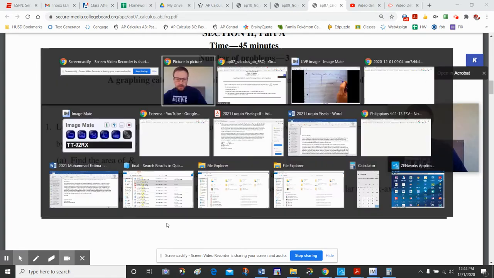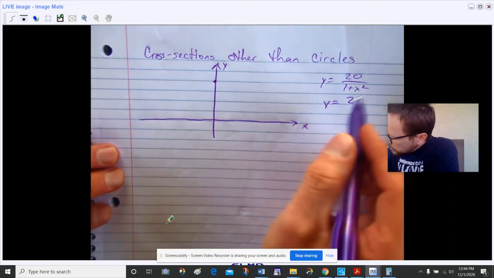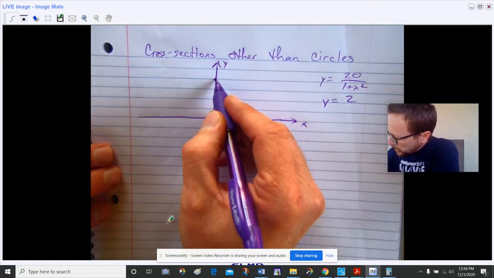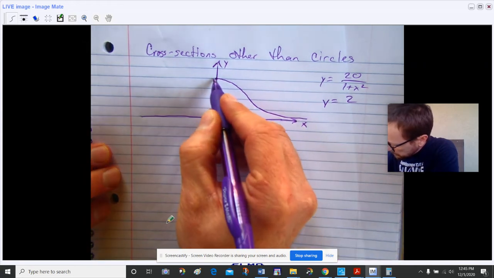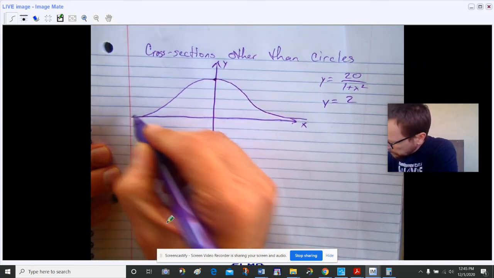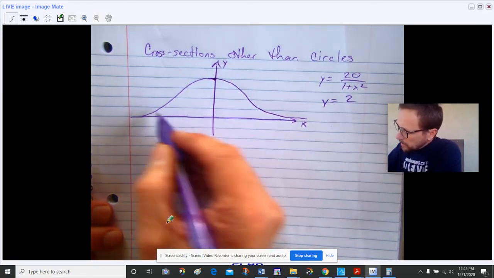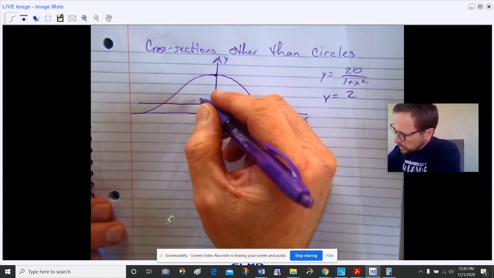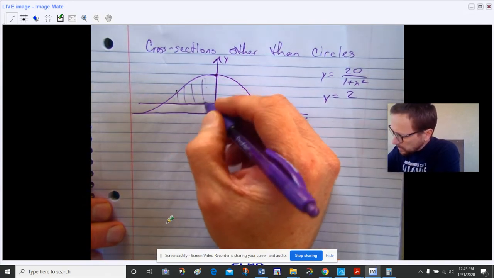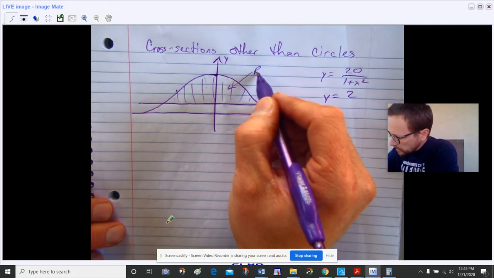Just trust me, I'm not going to draw this to scale, because why would I? All right, so 20 over 1 plus x squared is going to do this thing. That's what it's going to look like. It's a bell curve. And then we're going to have y equals 2. And they're calling this area right here our region. This is our region.